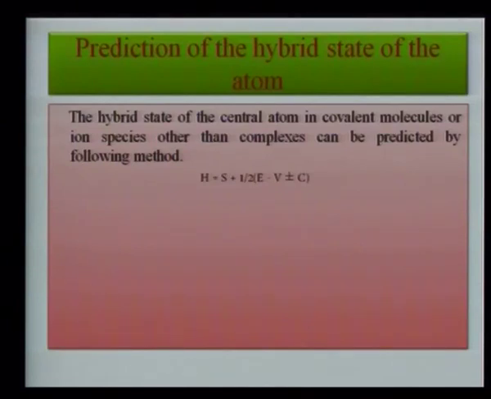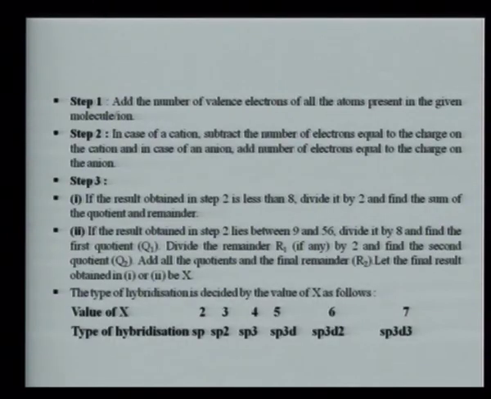If the charge is negative, then we put a plus sign. If the charge is positive, we put a negative sign. I will give you the examples here of how to calculate. When you find out the hybridization, there are different steps involved. Step 1, add the number of valence electrons of all the atoms present in the given molecule. Step 2, in case of a cation, subtract the number of electrons equal to the charge on the cation, and in case of an anion, add the number of electrons equal to the charge on the anion.